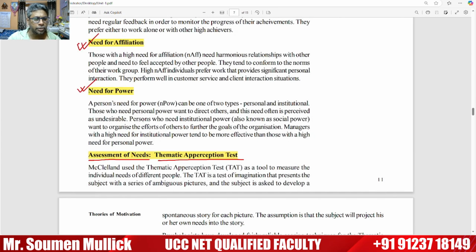And need for power can be one of two types: personal and institutional. Those who need personal power want to direct others. This need often is perceived as undesirable. Persons who need institutional power, also known as social power, want to organize the efforts of others to further the goal of the organization. Managers with high need for institutional power tend to be more effective than those with high need for personal power.